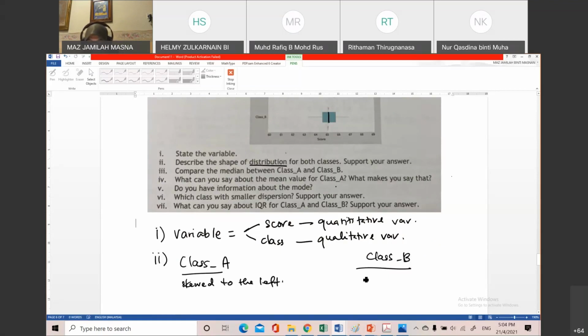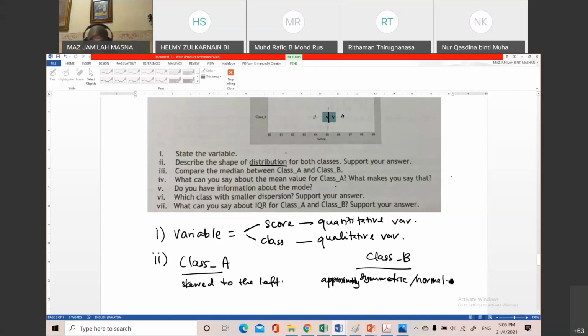What about class B? The whiskers are almost the same. The box also almost the same. So what can you say about the distribution of class B? Symmetric, madam. Yes, symmetric. Approximately symmetric, because we see there is a slight difference. So approximately symmetric, or normal.